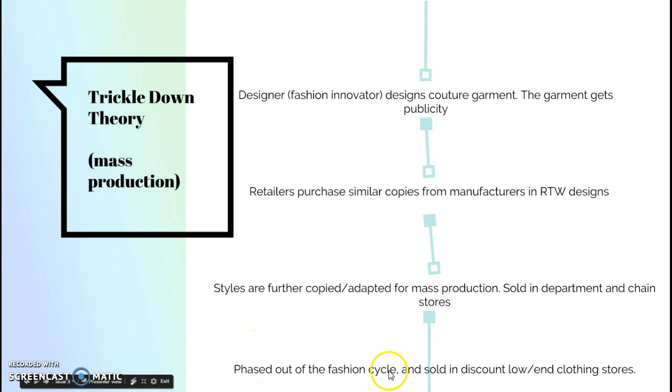Eventually, as it gets phased out of the fashion cycle, then you can find it in discount or low-end clothing stores. So like Giant Tiger or Walmart or Target or Zellers. So there's been some time since it was high fashion, and now it is on its way out, but you can find it. So this is an example of trickle-down theory. Trickle up is when the street style inspires the fashion innovator. Trickle down is when the fashion innovator inspires ready-to-wear, that inspires mass production, that gets sold in the bargain bin.